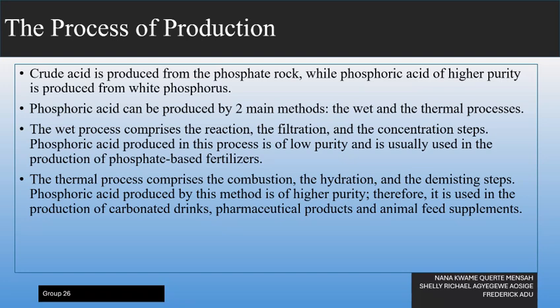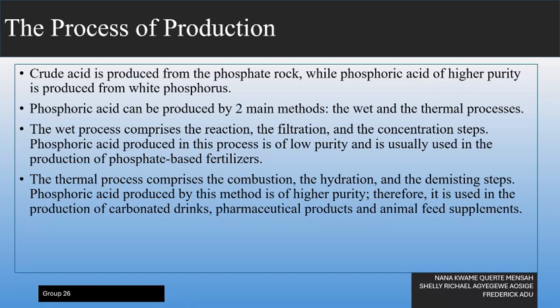Now let's talk about the thermal process. The thermal process comprises the combustion step, the hydration step, and the demisting step. During the combustion step, the phosphate rock is mixed with a certain amount of flux and a reducing agent and then heated in an electric furnace to a temperature of about 1450 degrees Celsius, causing the phosphate rock to be reduced from the rock to a gaseous form called phosphorus pentoxide.